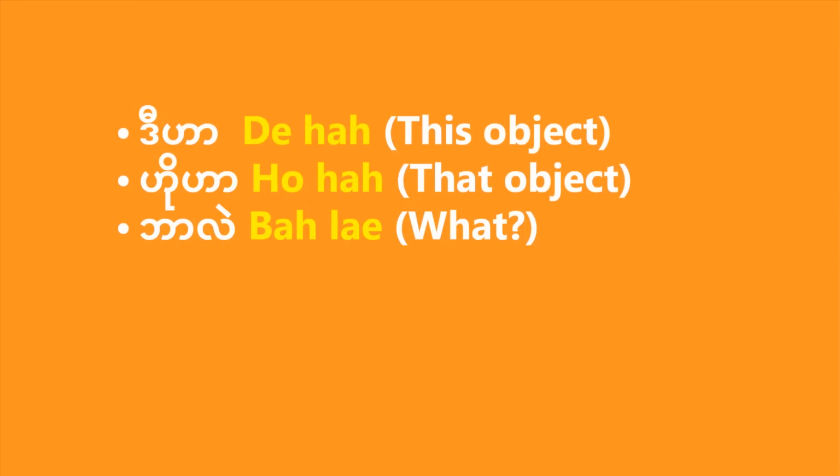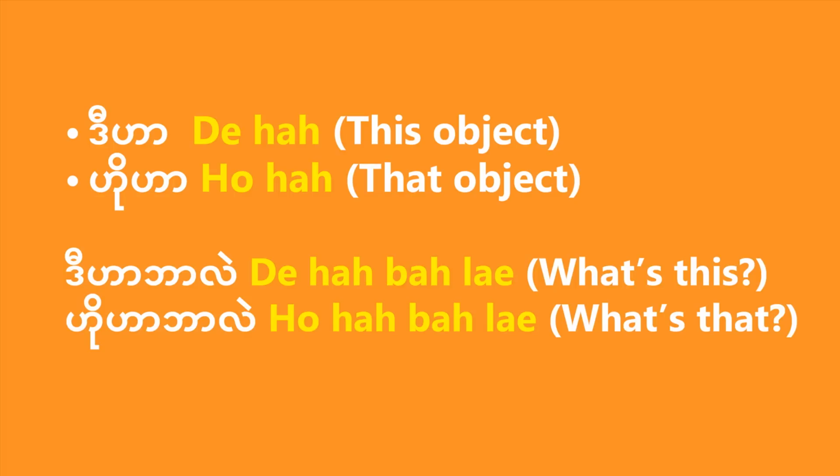Let's add two more words to your vocabulary. Diha is this thing, this object, or this item. Ha stands for something non-specific, non-classifiable object or thing. Diha's cousin is hoha, which means that object, that thing, that item, something a little bit further away. So diha and hoha are this thing and that thing. Now you can ask diha ba le for something a little bit closer to you, and hoha ba le for something a little bit further.